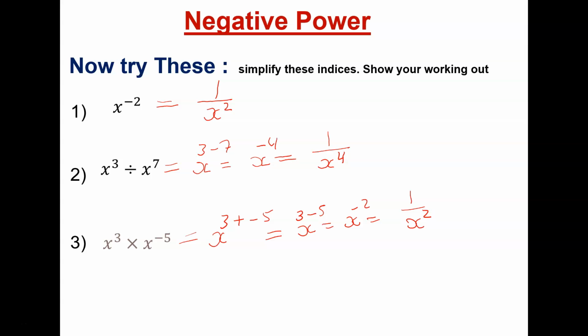x to the power of 1 divided by x to the power of 2. This is all about negative powers. Okay? And that's the formula again: a power of minus n is 1 divided by a power of n without the negative. Last thing: power of a power.